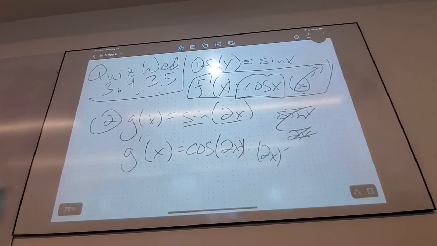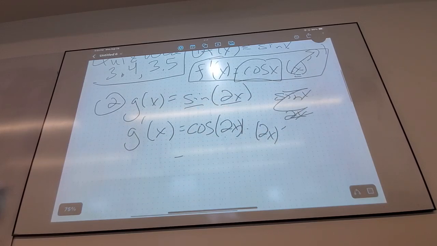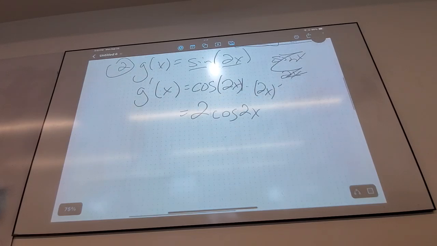And what's the derivative of the stuff in this case? 2. So I put that out front so it doesn't get lost. Since the inside gear was rotating at double speed, it ended up doubling the speed of the whole thing. If you were to do the prime of that, 2 cosine 2x, the second derivative g double prime, would you also do the 2x on the side again?